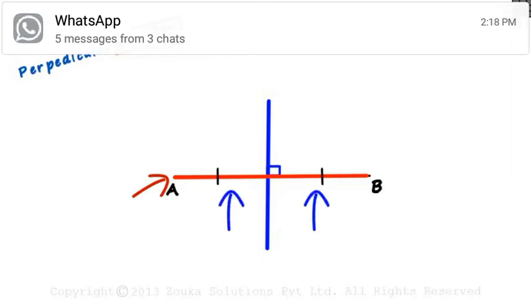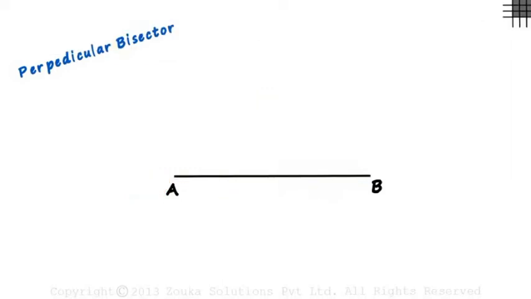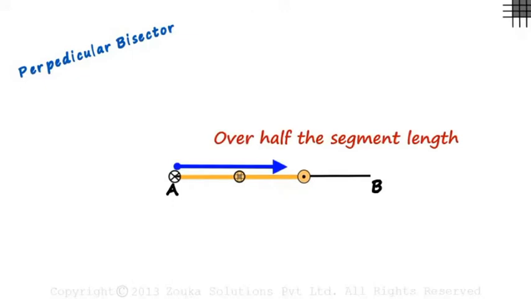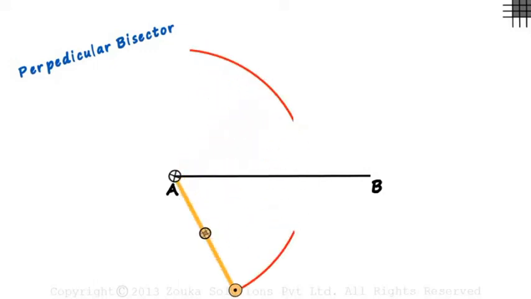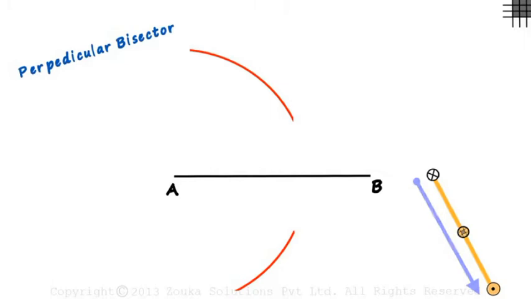two equal parts. The first thing we need to do is keep the compass at one end of the line segment. It can be at either of the ends, this one or this one. Let's keep it at point A. Next, we adjust the compass length to over half the segment length. At the end of the video, you will know why it has to be adjusted to more than half the segment length. With this length, we draw an arc on each side of the segment, at the top and at the bottom. Do not change the width of the compass after you've drawn the arcs.